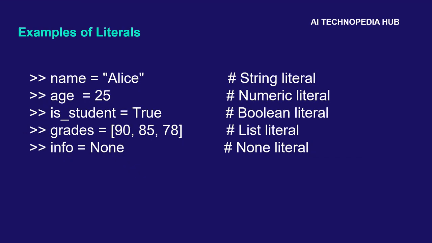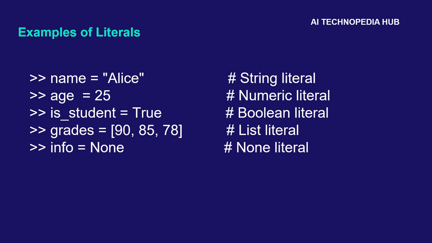Now that we know what literals are, let's look at some real examples. The first one: we have a variable name = "Alice". This is a string literal because we are storing a piece of text. Next we have age = 25. This one's a numeric literal, specifically an integer. Is_student = True. This is a Boolean literal used to represent true or false values in logic.